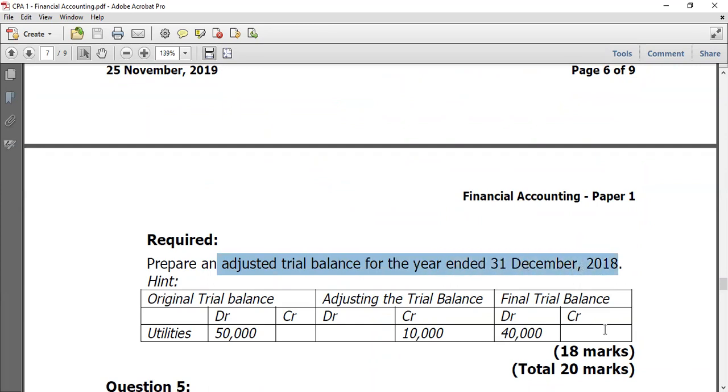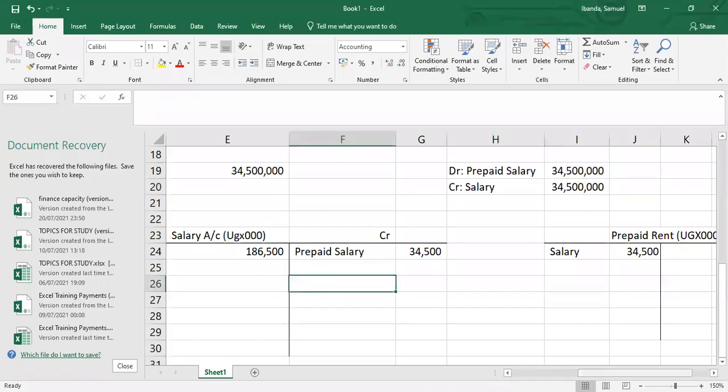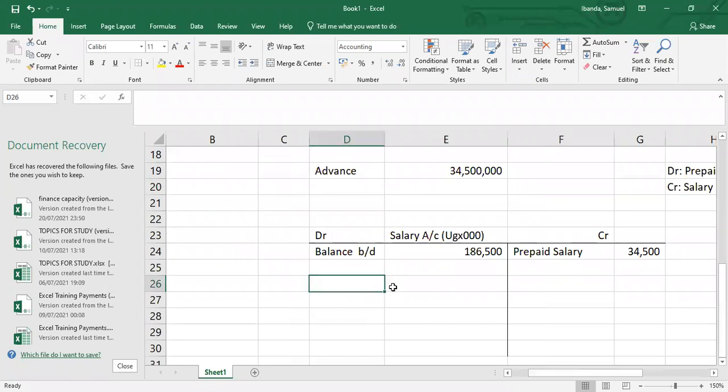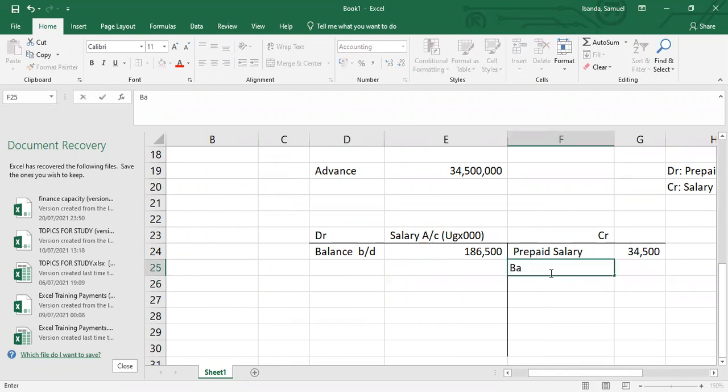I think you can see this is a very good question to really demonstrate what we are doing. Some questions will ask you to prepare the P and L. Some questions will ask you to prepare the adjusted trial balance. You get it. So from this transaction, once we balance off our salary account, this will now be what we are going to do. Since this side has less amount, this will now have a balance carried down.